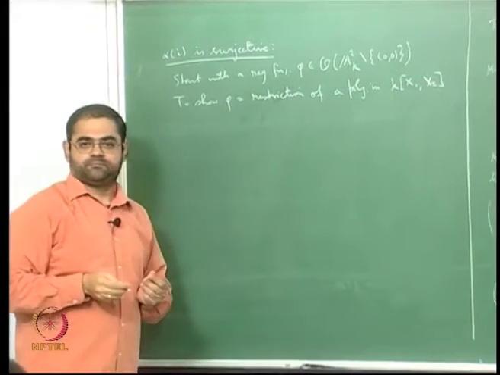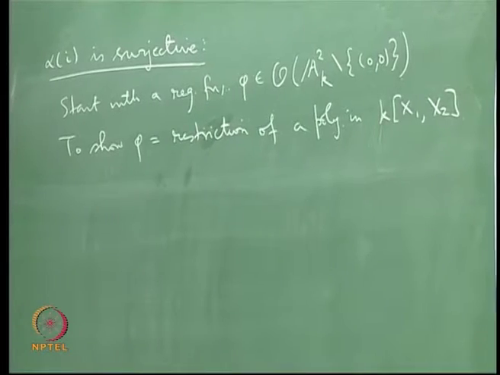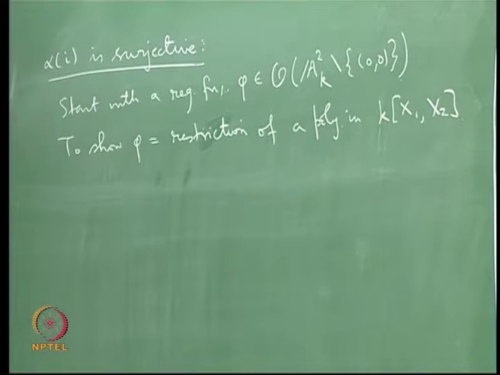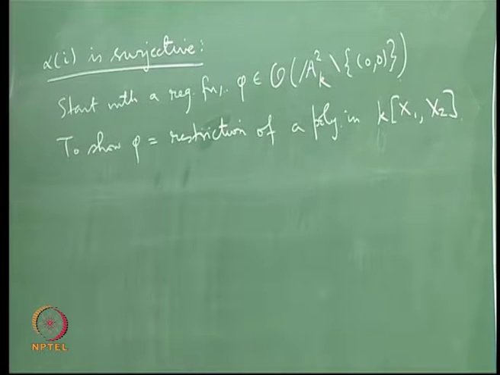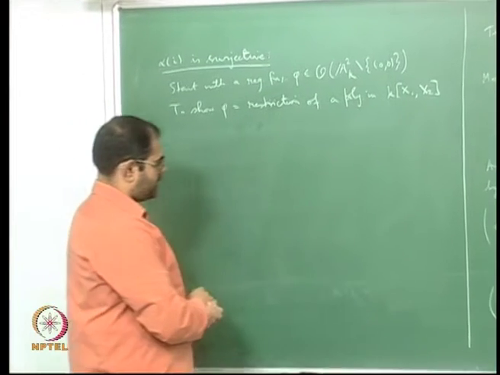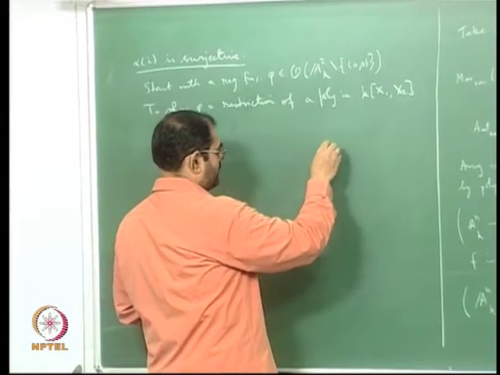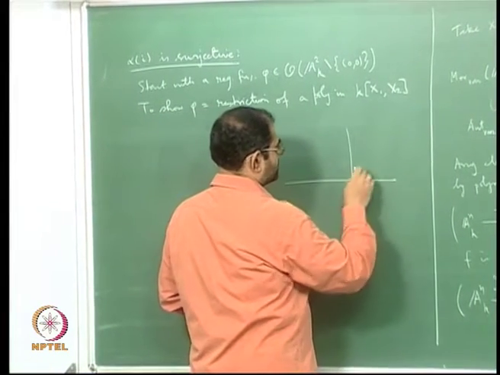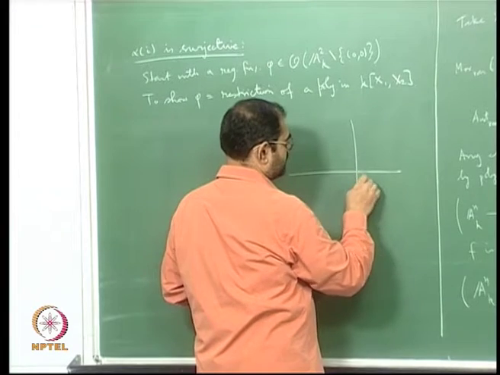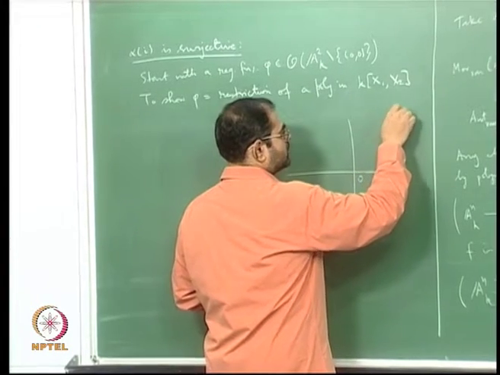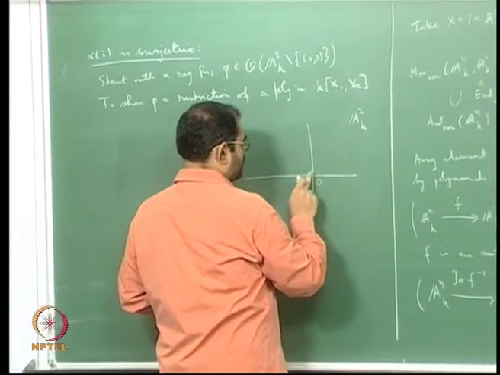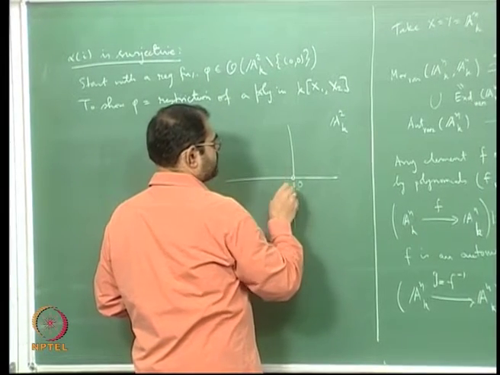This is what I have to prove, right. This is what I have to prove. So let me draw a diagram. So you have something like this, you have the origin, this is A2, and I have thrown out the origin, so I will put a circle here, okay.